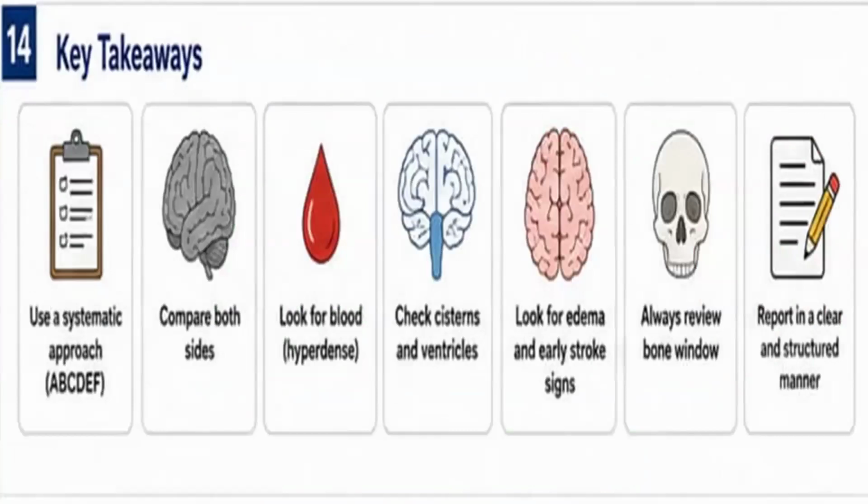Let us summarize. Always use a systematic ABCDEF approach. Compare both sides of the brain. Look carefully for blood. Assess the cisterns and ventricles. Identify edema and early stroke signs. And never forget to review the bone window. With regular practice, CT brain interpretation becomes easier and more accurate.